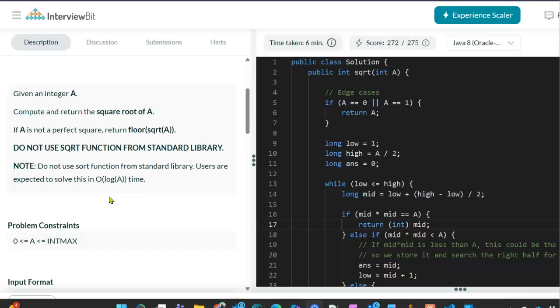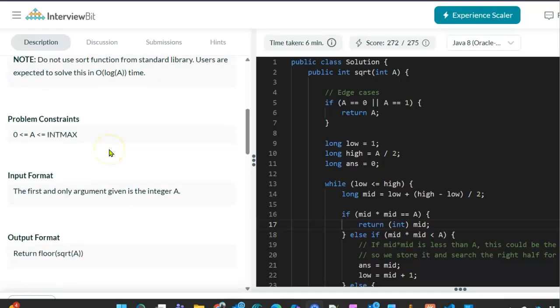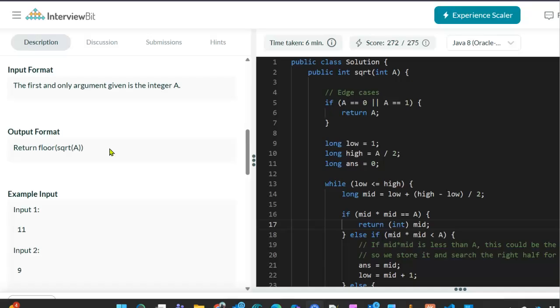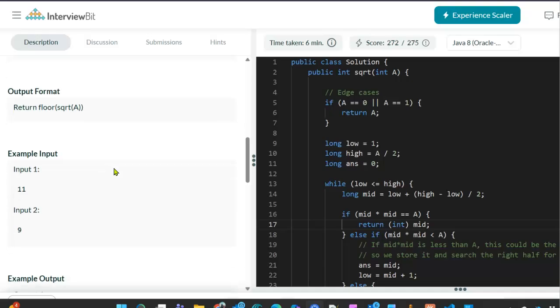So whenever you see log A, log N, whatever, probably a binary search is involved. Problem constraints: A is between 0 and int max, so that is going to be around 2 billion. Input format: we are given the number A. Output format: return the floor of the square root of A.